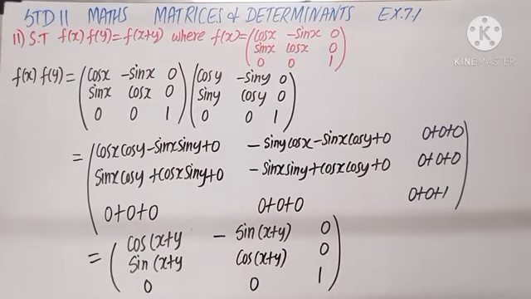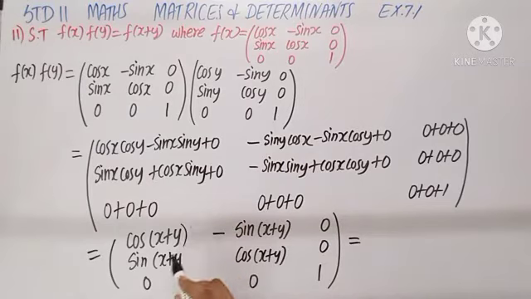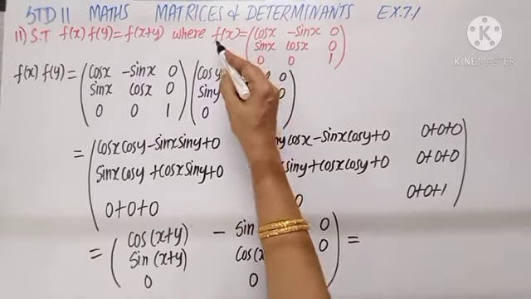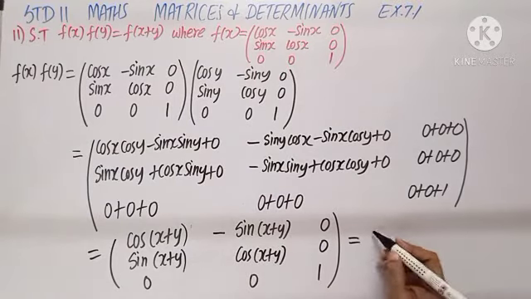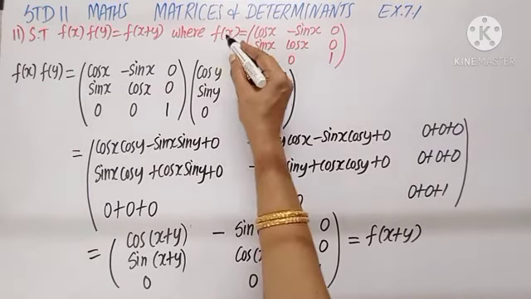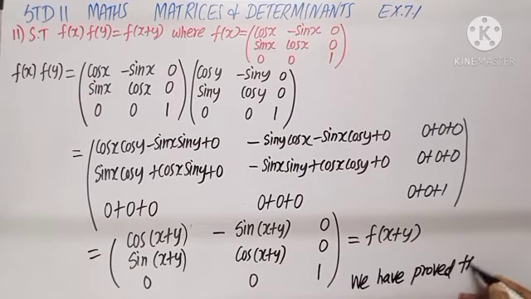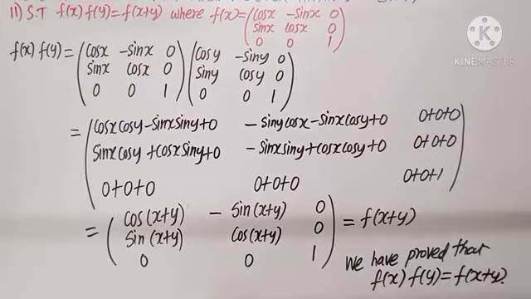And I can check. Wherever x comes in the question, I have x plus y coming. So f of x is now becoming f of x plus y. The same matrix is followed here, but x becomes x plus y everywhere. So f of x will now become f of x plus y. So we have proved that f of x into f of y equals f of x plus y, and hence the problem.